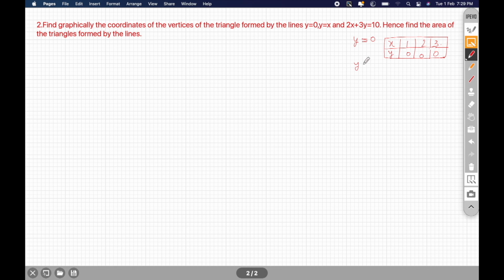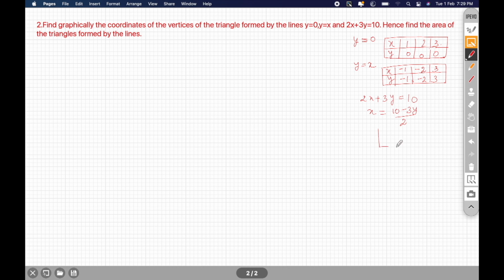Next equation is y = x. So here also both x and y will have same values. So again 3 values to be taken for each of them. Let me take some negative values also. -2, 3, -1, -2, 3. Next equation is 2x + 3y = 10. Let us make x the subject here. x = (10 - 3y)/2.